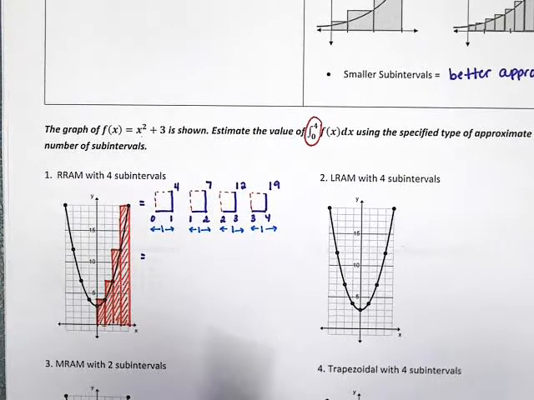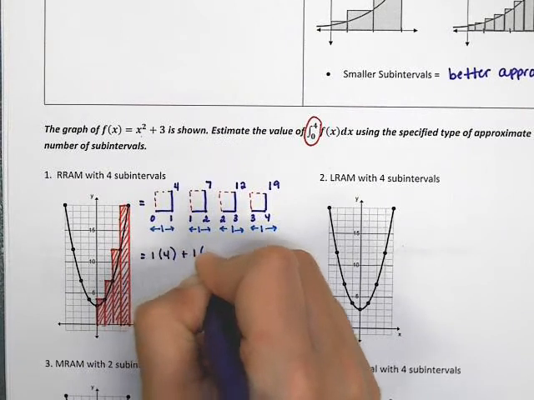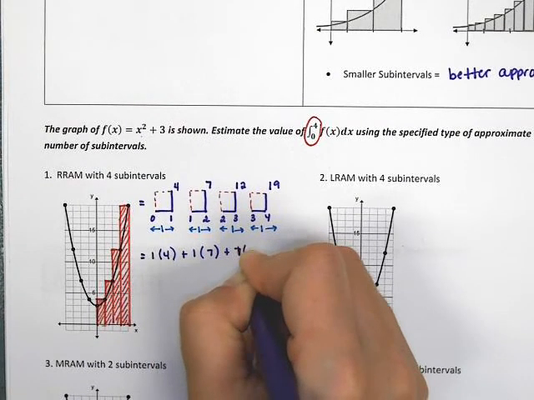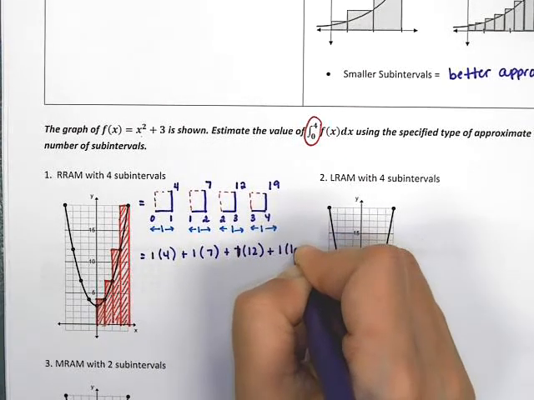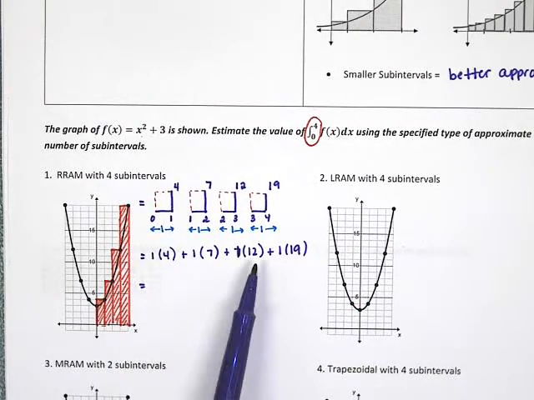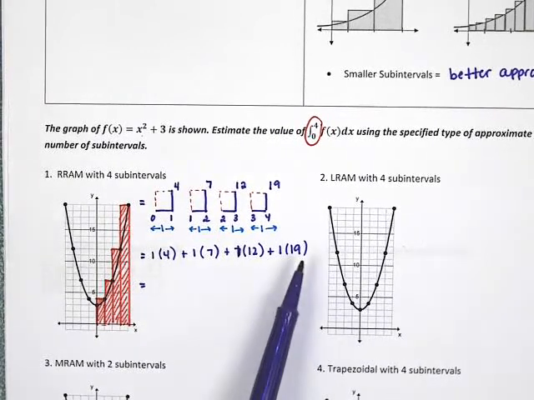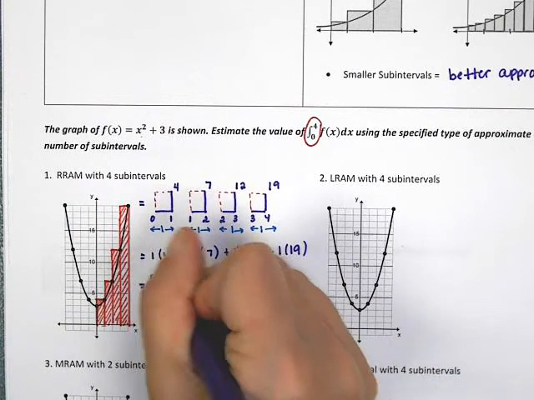So I would just do base times height for the first rectangle, plus base times height for the second rectangle, plus base times height for the third rectangle, plus base times height for the fourth rectangle. And since I'm multiplying by 1, what I'm really doing is 4 plus 7 plus 12 plus 19. Now 4 plus 7 is 11. I'm going to add the 19 first because that's 30. Plus 12 is 42, my total area.